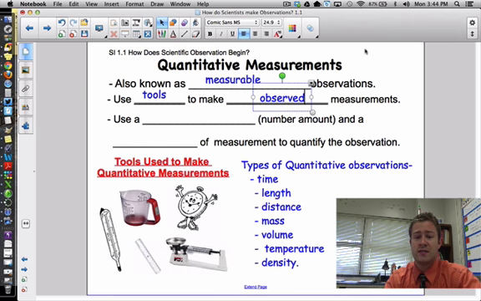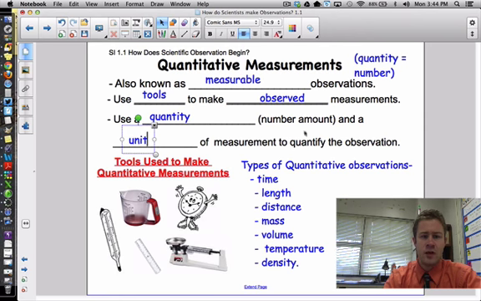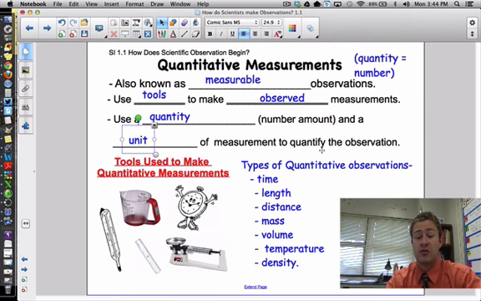So whenever we use a scale or a ruler or something like that, we're creating a measurable observation. These are also known as quantitative measurements. If you think of the word quantity, which equals number, you're getting the idea. So feet, inches, miles, centimeters, millimeters, pounds, ounces. Some tools that we use to do this, we use timers, we use balances, we use graduated cylinders, we use scales, we use a thermometer, and some types of observations that we do that are quantitative include time, length, distance, mass, volume, temperature, and density.